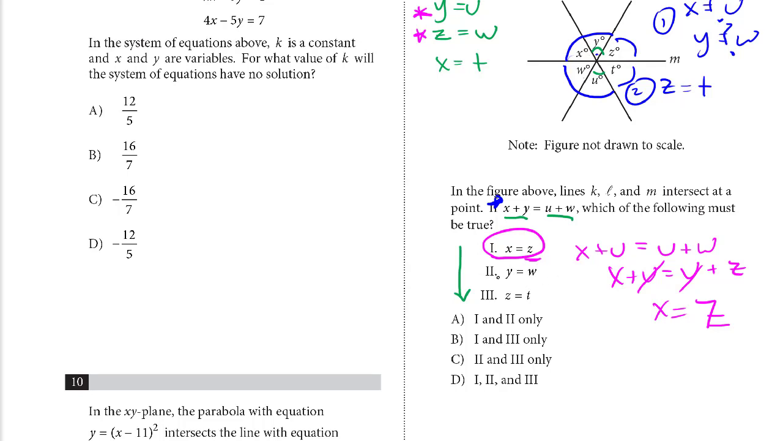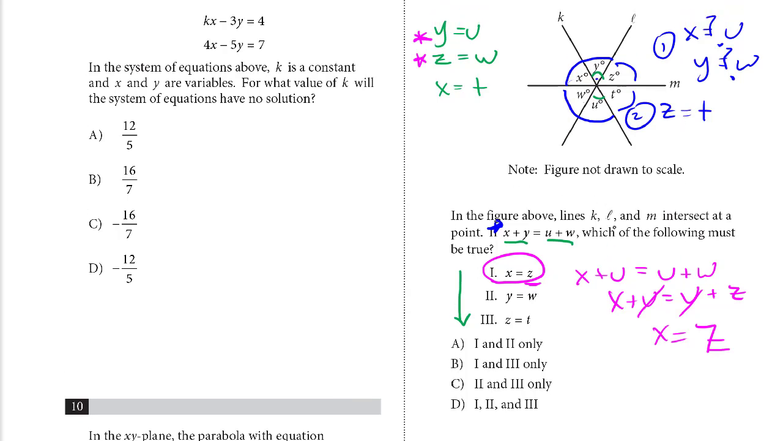Number 2, y equals w. Well, again, here I could have spun my wheels for minutes and minutes trying to substitute and finding it doesn't substitute if I didn't conceptually realize above that the relationships between x and u and y and w are not clear. They don't necessarily have to be the same. So I'm pretty sure we're going to say Roman numeral number 2, y equals w, will not necessarily be true. Remember, our condition is must be true.